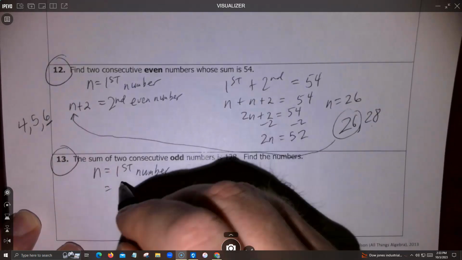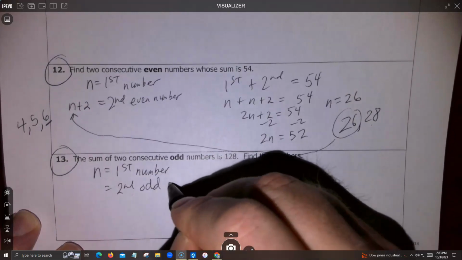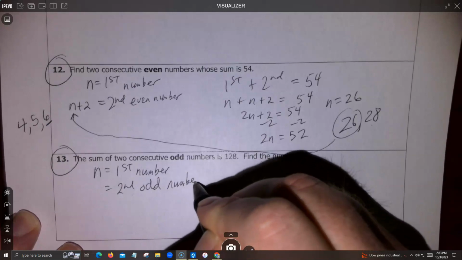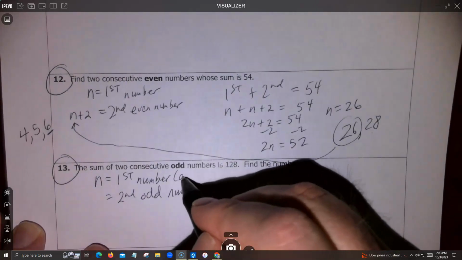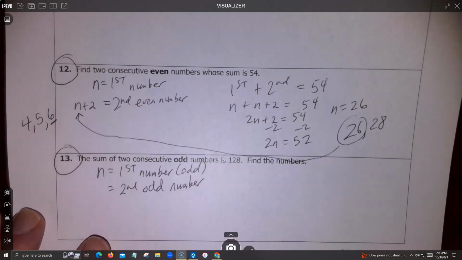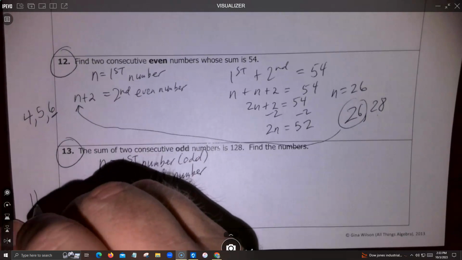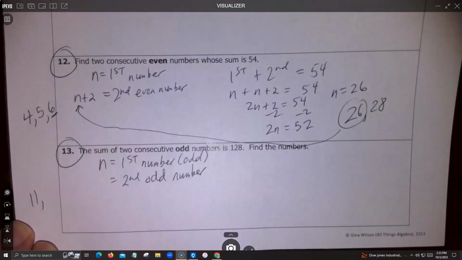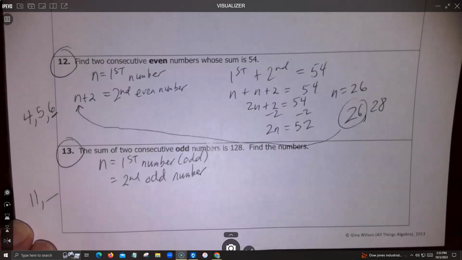How do I get to my second odd number? Remember that my first number is odd. How do I get to my second odd number? Let's say I started off on 11. How do I get to my next odd number? How do I get there?